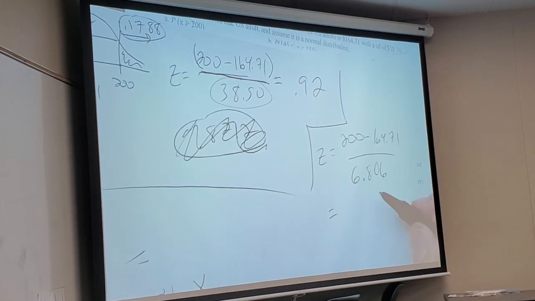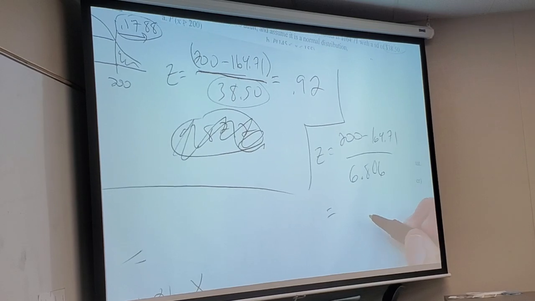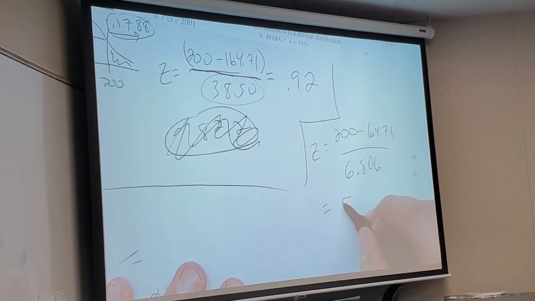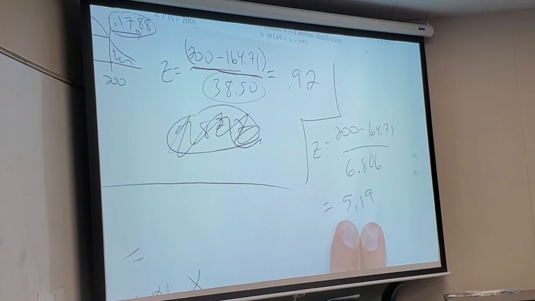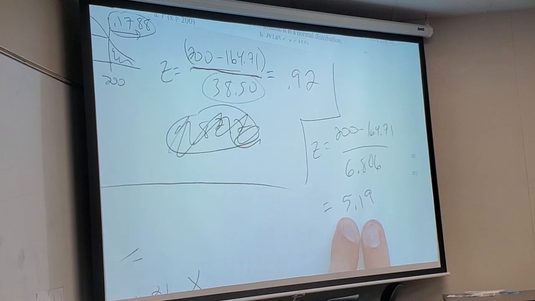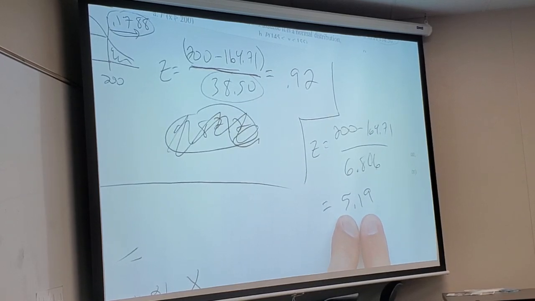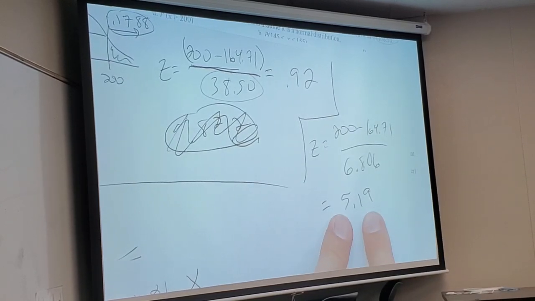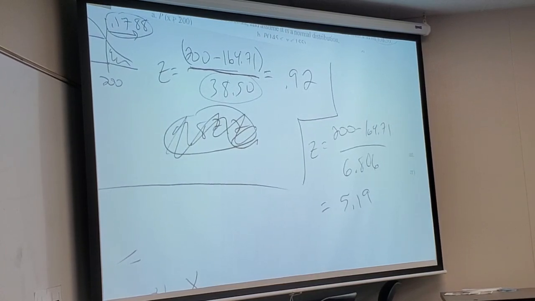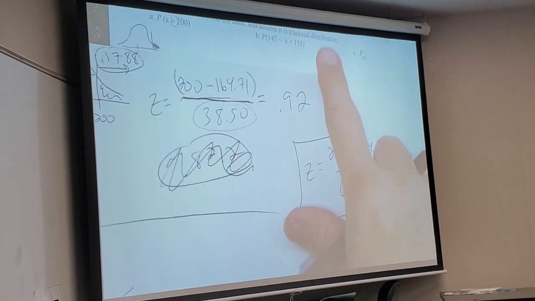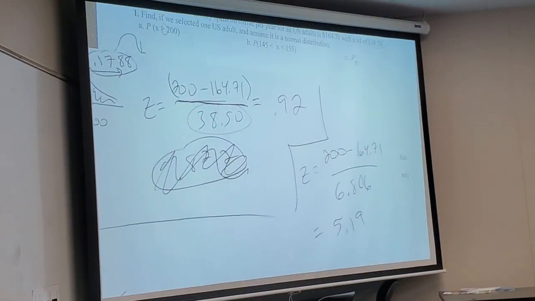So what do you guys get for that? Just looking at this, how do you feel about that answer? What does that indicate to you? This is normally distributed, correct? For two reasons. One, I told you, and two, it's over 30. So it's like really normal.